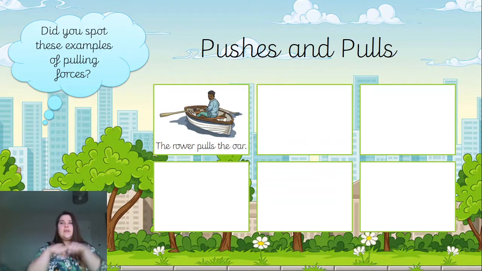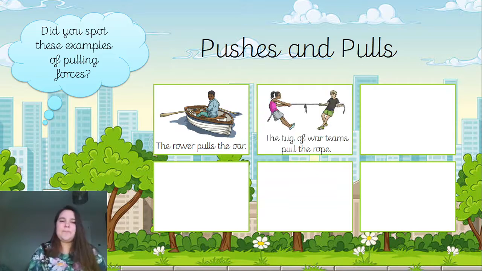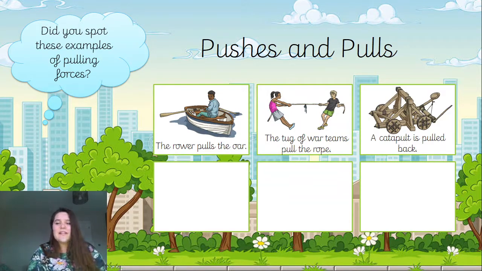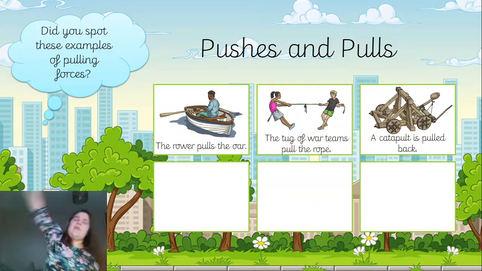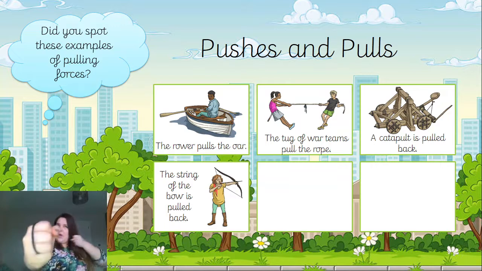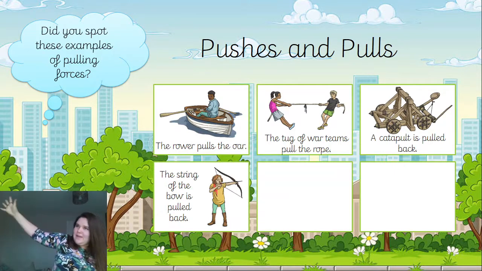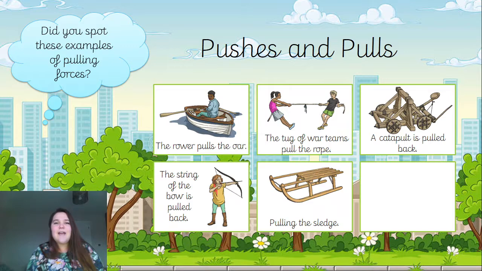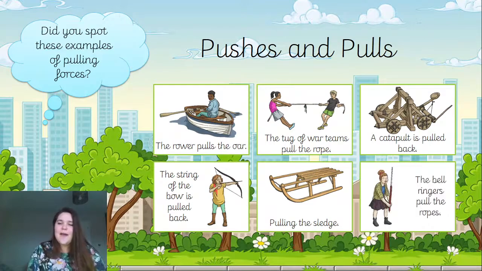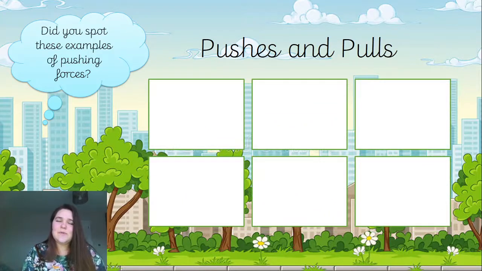The rower pulls the oar because he pulls it back to him. The tug of war teams pull the rope because they're trying to get the other team to come closer to them. The catapult is pulled back for it then to go flying. The string of the bow is pulled back and then released. Pulling the sled, so the dogs were pulling the sled, and the bell ringers pull the ropes so that they can ring the bell. Did you spot these examples of pushing forces?